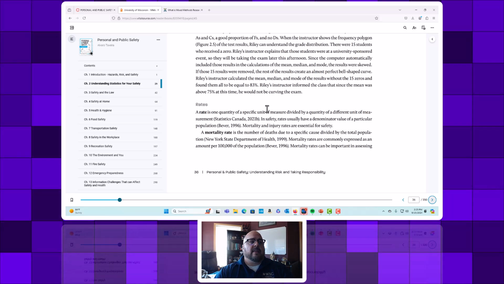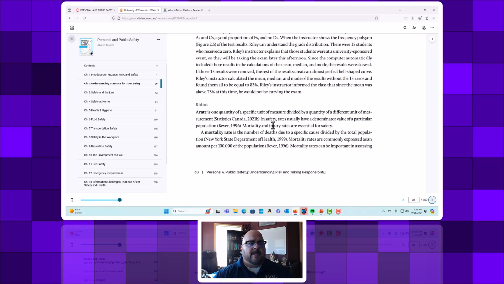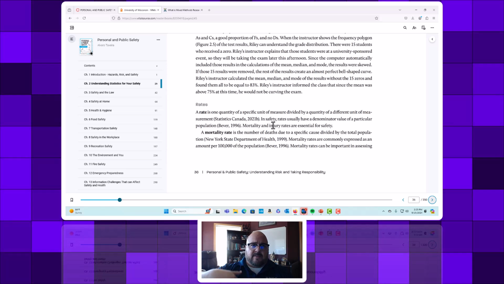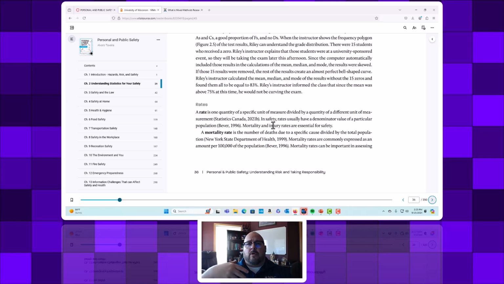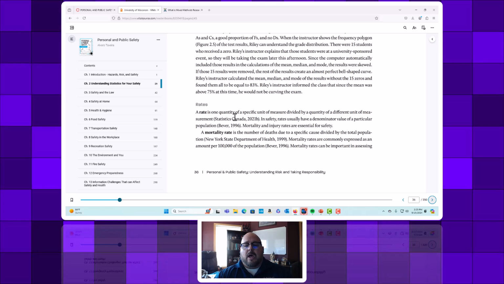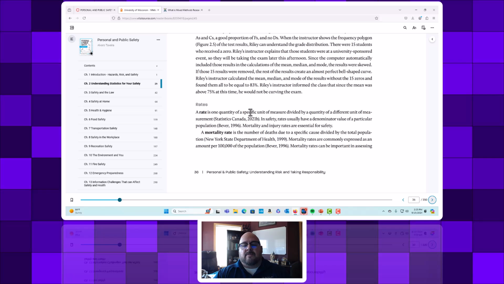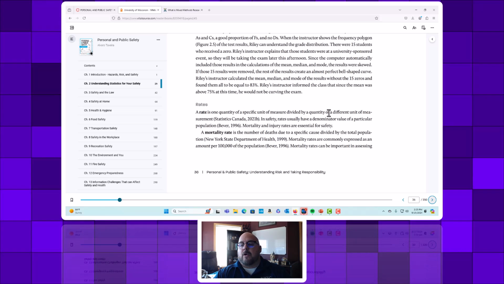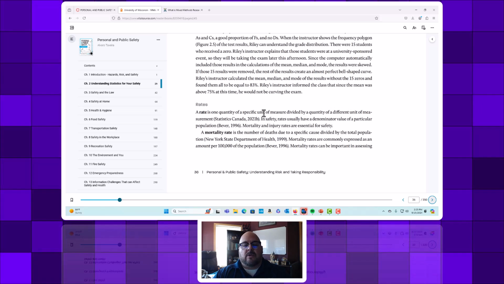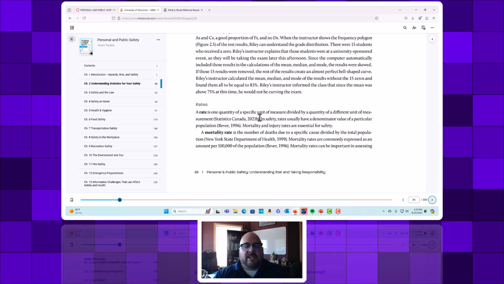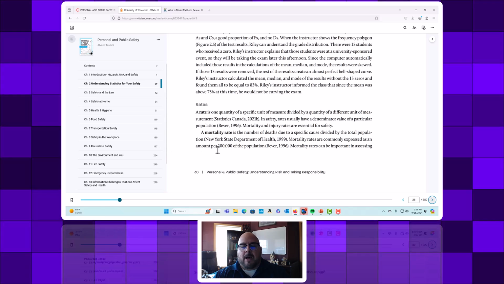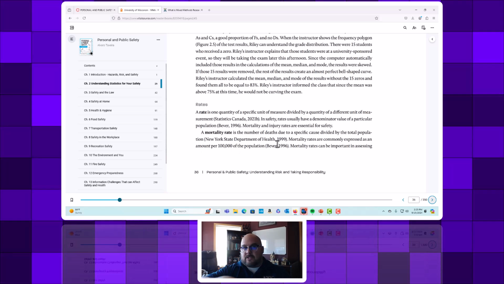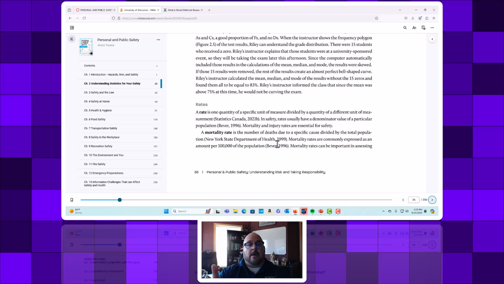That causes death. Similar thing here, that if you look at it from a rate perspective, it's either per time or per person or per hour of exposure or per type of exposure. So one quantity of a specific unit or measure divided by the quantity of a different unit of measure. Exactly. So mortality rate, number of deaths due to a specific cause divided by the total population. So that's what we looked at in class.